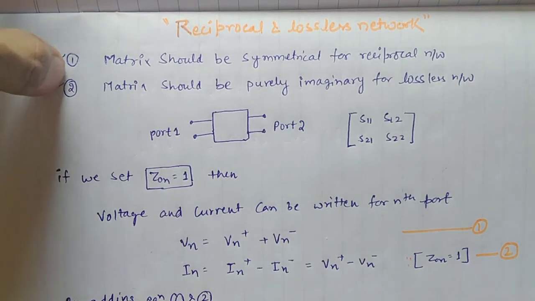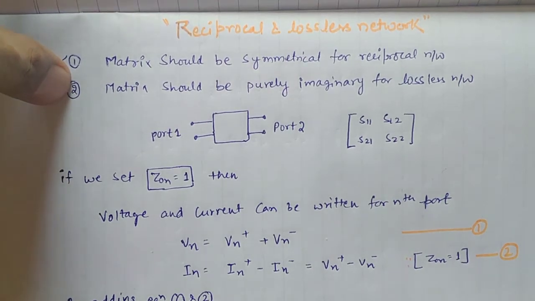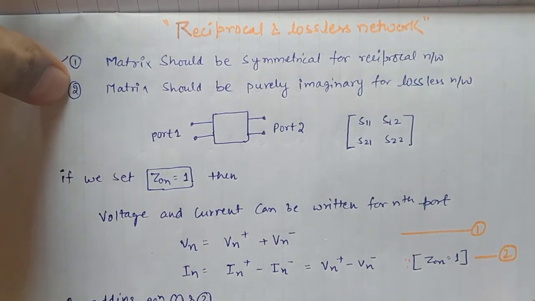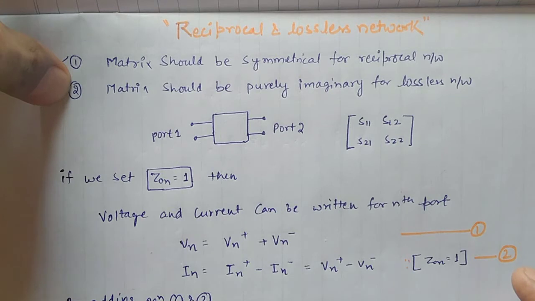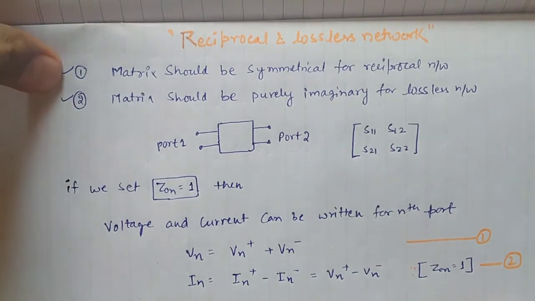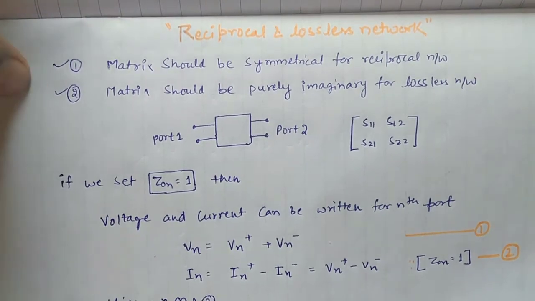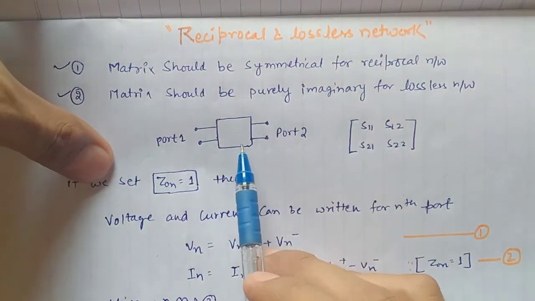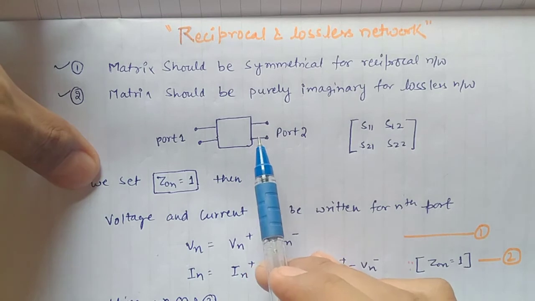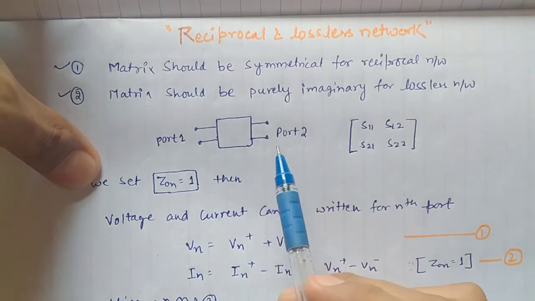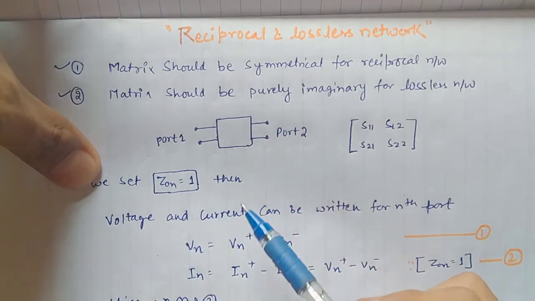Today's topic is reciprocal and lossless network. So there are certain properties to find out whether a given network is reciprocal or lossless or not. Here I am going to discuss two things. We have to remember that I am taking a two-port network. I will take one example after explaining all these characteristics and the derivation.